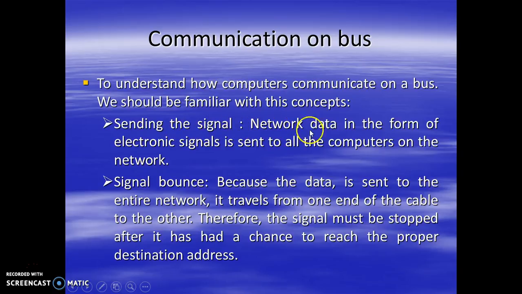Sending the signal: network data in the form of an electronic signal is sent to all computers on the network. Signal bounce: because the data is sent to the entire network, it travels from one end of the cable to the other. Therefore, the signal must be stopped after it has had a chance to reach the proper destination address. Otherwise, it will not make our bus free for the next communication.